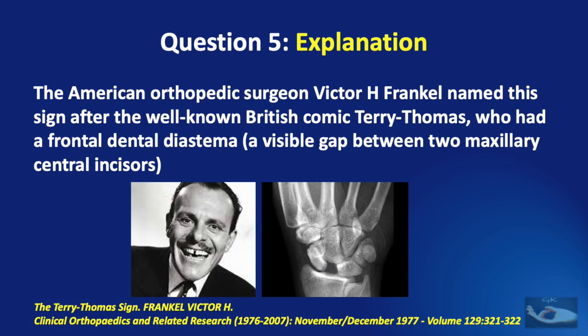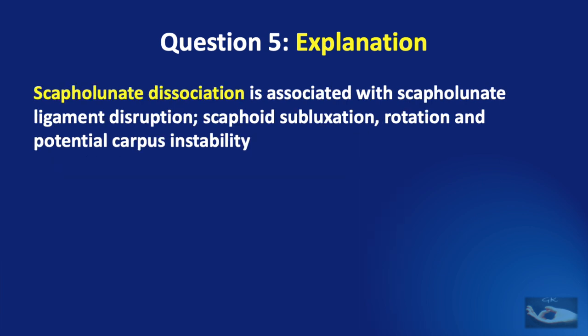This sign was described by the American orthopedic surgeon Viktor Frankl, who named this sign after the well-known British comedy actor Terry Thomas, who had a frontal dental diastema, that is, a visible gap between the two maxillary central incisors. In fact, the story goes, when permission was sought from the actor to use his name for a particular sign, he was very happy to provide his name for the sign but insisted that there be a hyphen between Terry and Thomas because he did not want to be called Mr. Thomas.